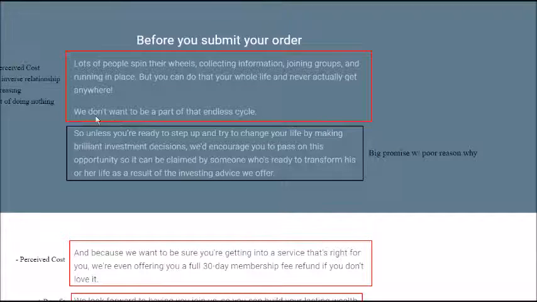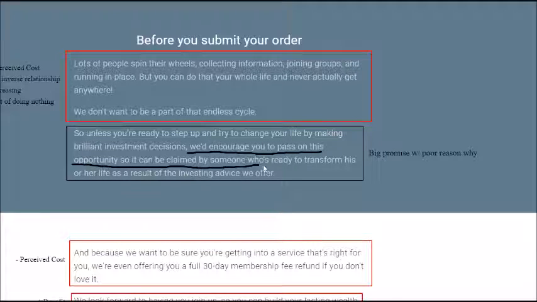So those are a couple ways to think of it. So they screw up here. See if you can see why. So unless you're ready to step up and try to change your life by making brilliant investment decisions, we'd encourage you to pass on this opportunity so it can be claimed by someone who's ready to transform his or her life as a result of the investing advice we offer. What's wrong with that? Well, the fact that it doesn't make any sense.